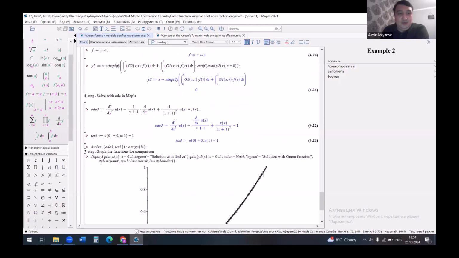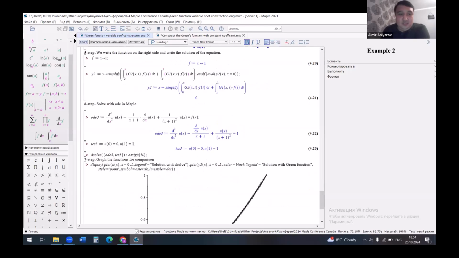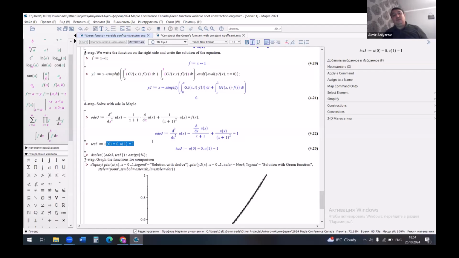So this is also the same. Any f function, maybe you use this x, any continuity functions, any other boundary conditions. Thank you. I finished.